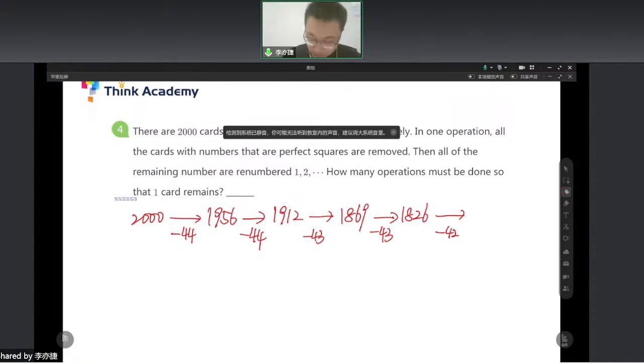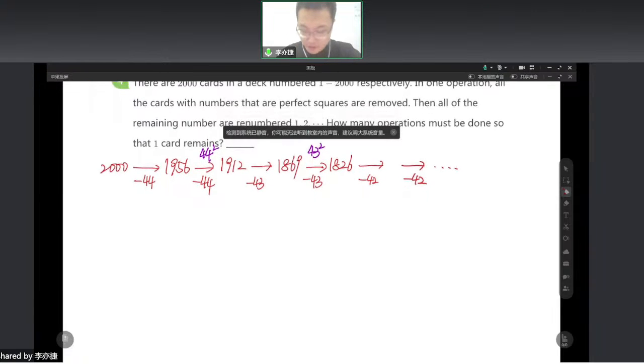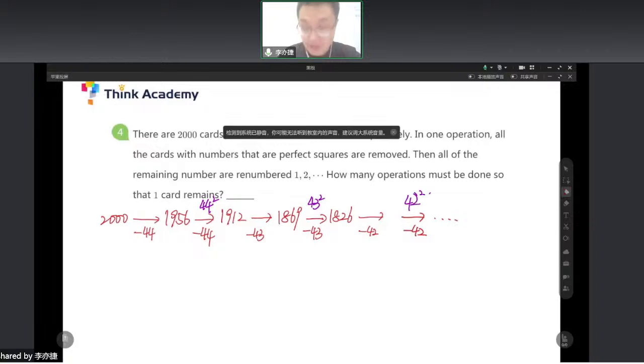So from 44, 43, 42, it goes 44, 44, 43, 43, and 42, 42. And this will repeat, because we have the square difference here. Because of 2000, we have the square number, which is 44 squared. So 44 squared lies here, and the 43 squared lies here, and the 42 squared lies here, right? So we can reduce it by 44, 44, 43, 43, 42, 42, right?